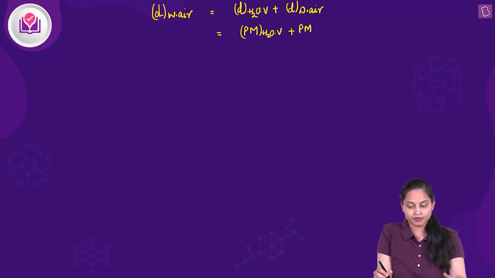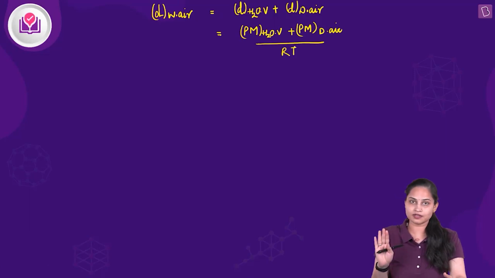So if I want to calculate the density for wet air, it will be equal to the density of water vapor plus the density of dry air. Let me write it this way. I'll write it as PM for water vapor plus PM for dry air divided by RT, because R and T are the same for both. R is the universal gas constant and the temperature has been given to us as 300 Kelvin. Now substitute the values.